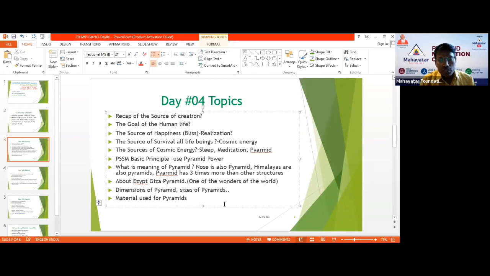Each stone is 2 tons. To place that stone at a height of 400 feet, each building block of this Egypt pyramid, when they constructed it, is itself 2 tons, my dear friends. How did they do that? What was the technology in those times? But in fact, you need to understand.